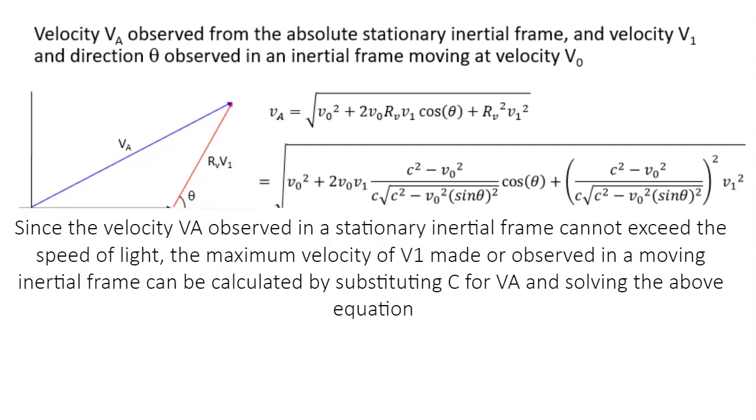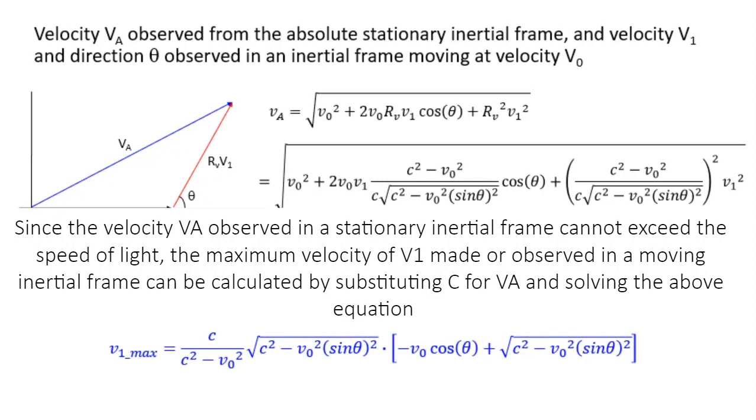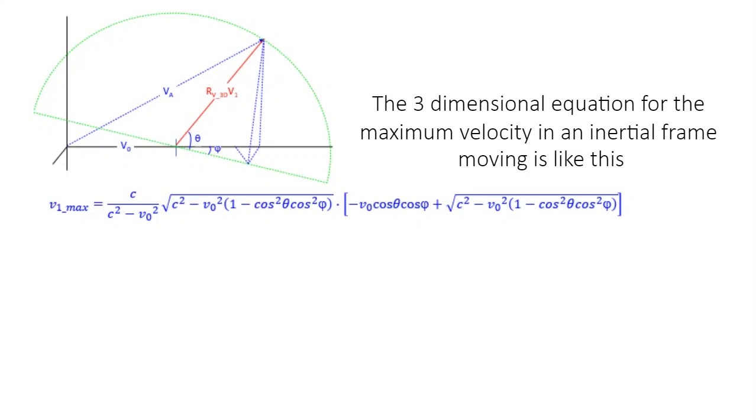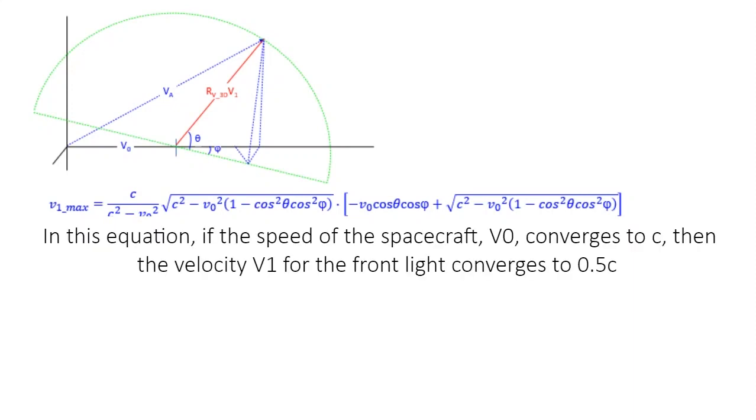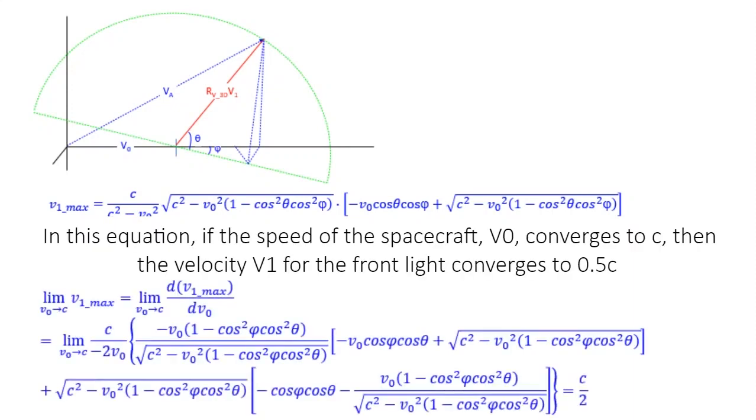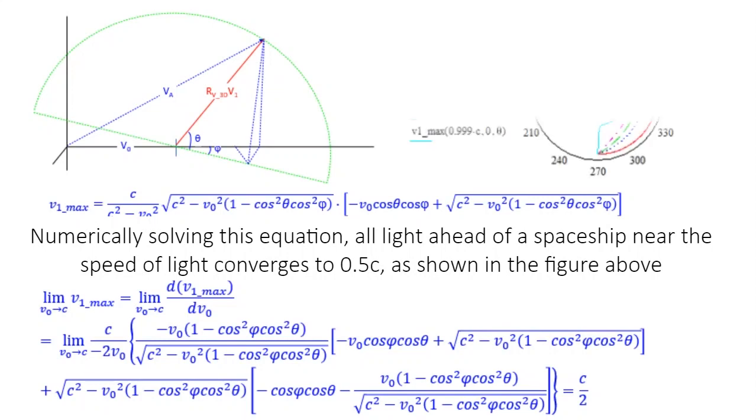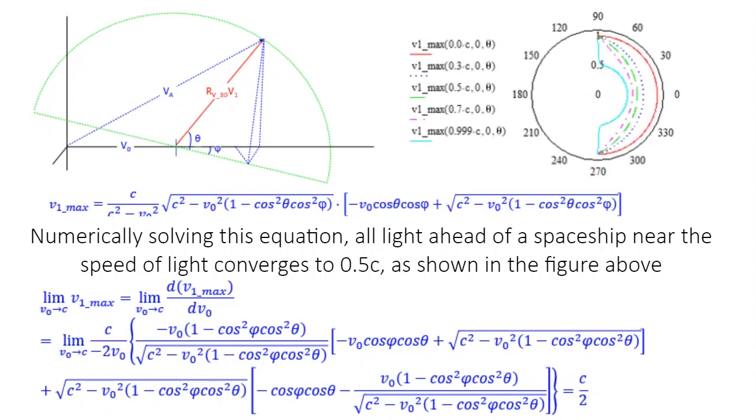Since the velocity va observed in a stationary inertial frame cannot exceed the speed of light, the maximum velocity of v1 made or observed in a moving inertial frame can be calculated by substituting c for va, and solving the above equation. The three-dimensional equation for the maximum velocity in an inertial frame moving is like this. In this equation, if the speed of the spacecraft, v0, converges to c, then the velocity v1 for the front light converges to 0.5 c. Numerically solving this equation, all light ahead of a spaceship near the speed of light converges to 0.5 c, as shown in the figure above.